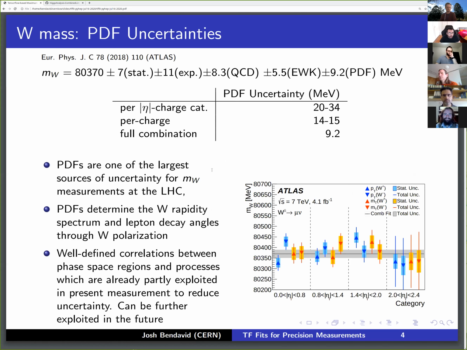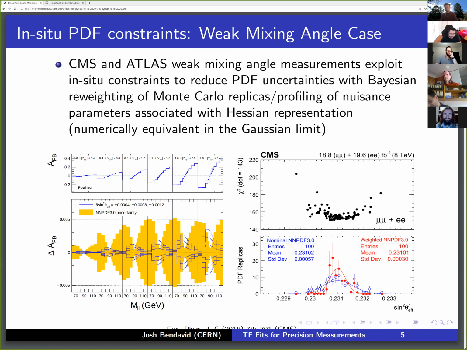So part of the background here is that the PDF uncertainties are one of the major uncertainties for W mass measurements at the LHC, and you can see the example of the uncertainty breakdown here in the ATLAS case. But there are well-defined correlations between phase-space regions, and you can use this to constrain the PDF uncertainties in situ. And there's actually a history of this already at the LHC in the weak mixing angle measurements from both ATLAS and CMS, where in situ constraints exploiting the full details of the kinematics give a reduction in PDF uncertainties of about a factor of 2, which is quite important.